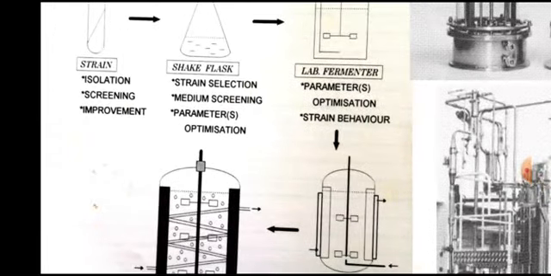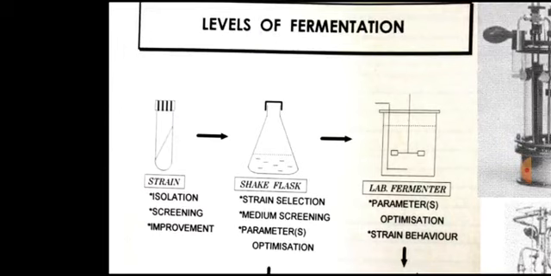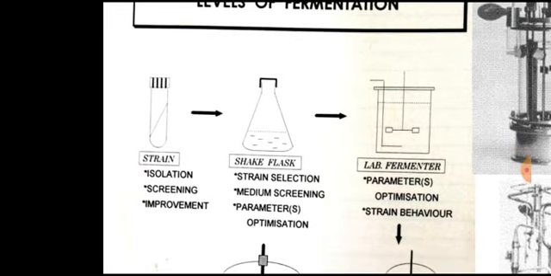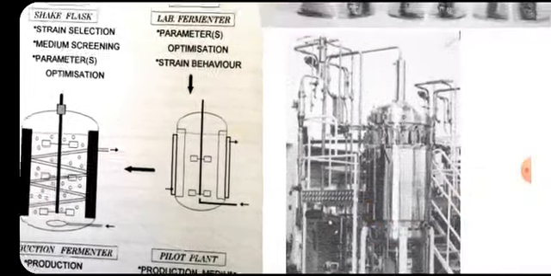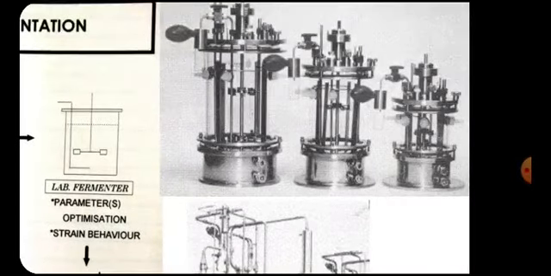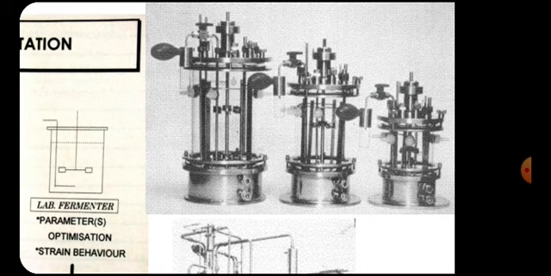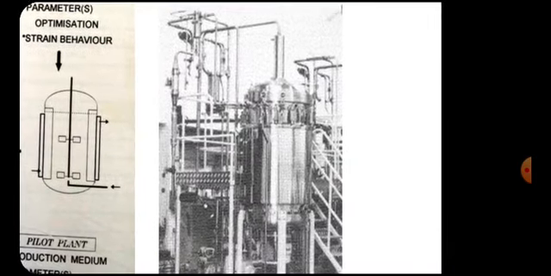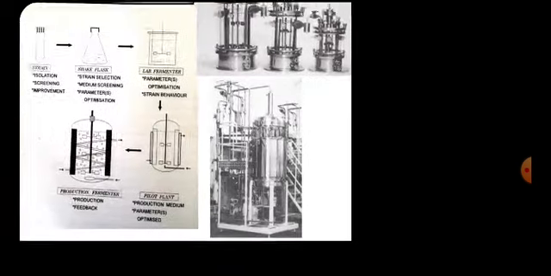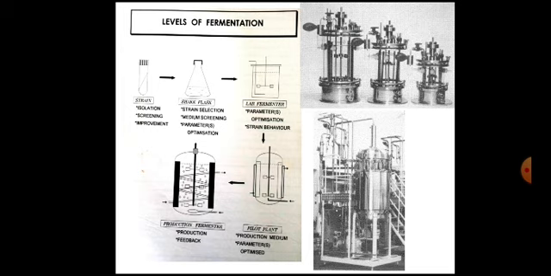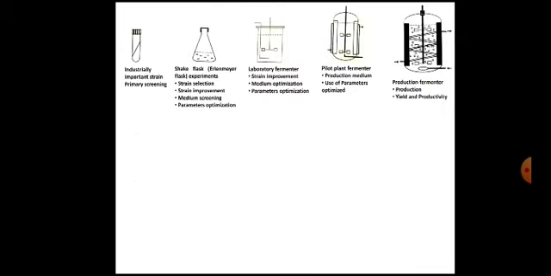This diagram shows the different levels of fermentation. It starts from the strain, where there is isolation, screening, improvement, then shake flask, laboratory scale fermenter, pilot plant fermenter, and production fermenter. These are the designs of small scale fermenters from 1 liter to 5 liters. The mechanical design is similar to that of a pilot plant or production fermenter, a huge fermenter. You can see pictures of different huge production fermenters having big capacities on Google also.